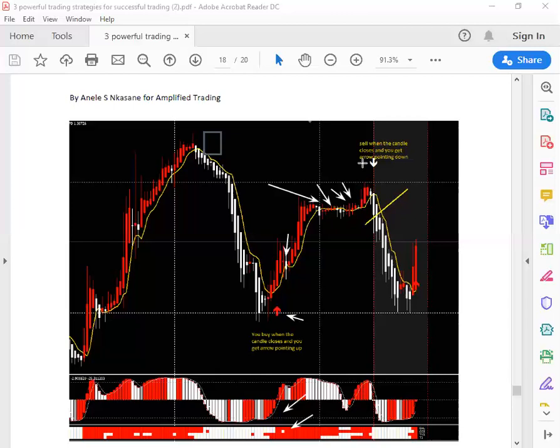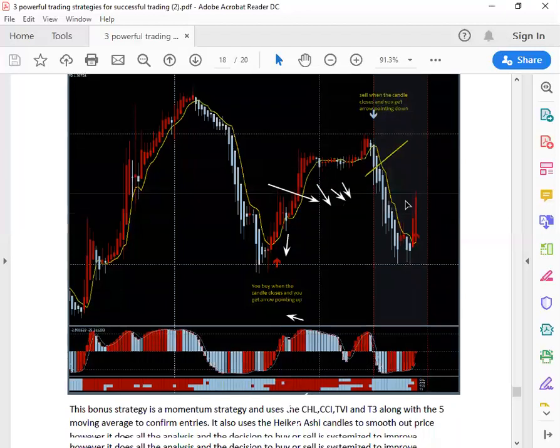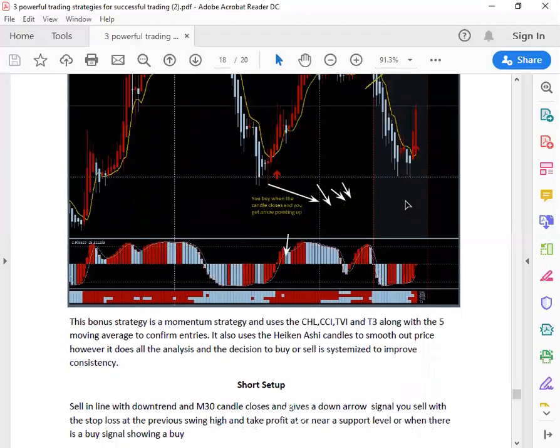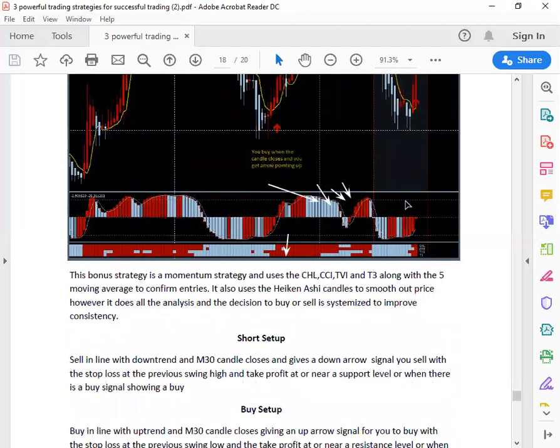As in the PDF, I'm pretty certain that everyone has it. So it's basically a momentum strategy and uses the CHL, CCI, TVI, and T3 along with the 5 moving average, as I've mentioned. So that's the confirmation for the entries. So we use the Heiken Ashi to smooth out price.